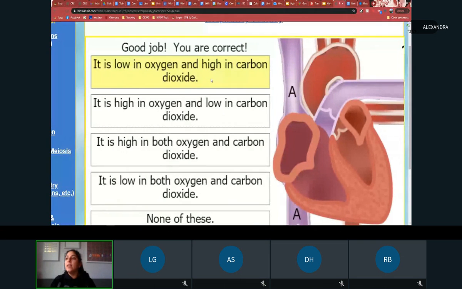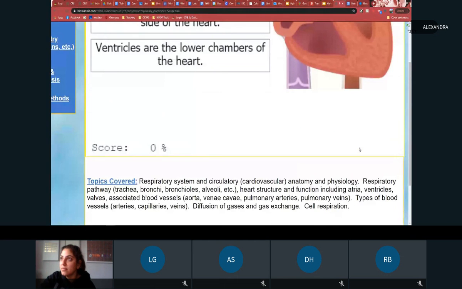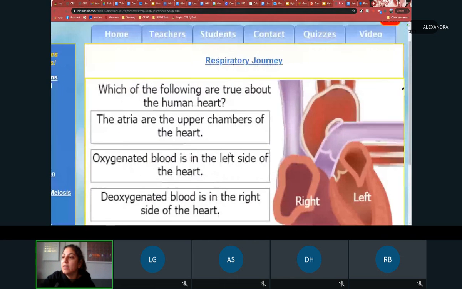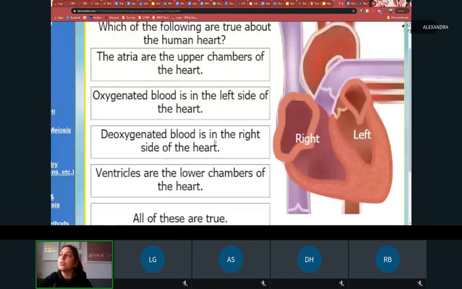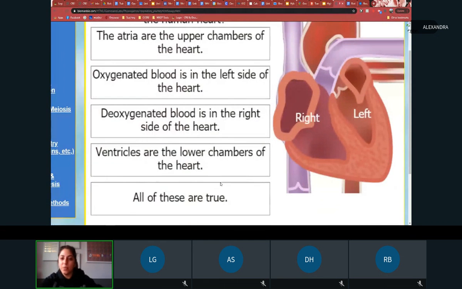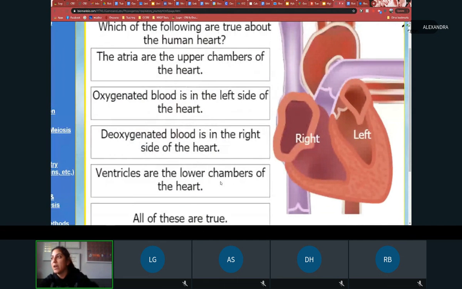And so we want to think about this as when the blood is already coming back to your heart, that means that it already dropped off the oxygen to the cells and it picked up all of the carbon dioxide. So it's going to have more carbon dioxide and less oxygen. So thinking about how it connects. And we are going to stop here. Okay, so which of the following are true about the human heart? We're going to stop here because we are running out of time, quite frankly.